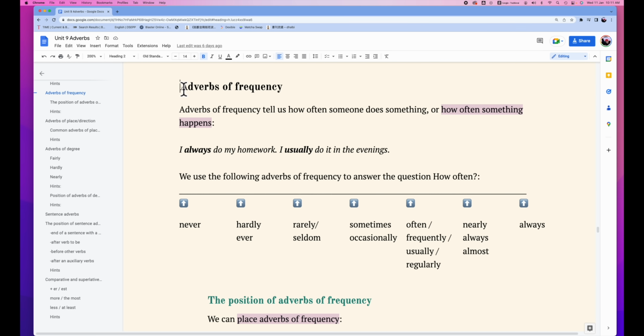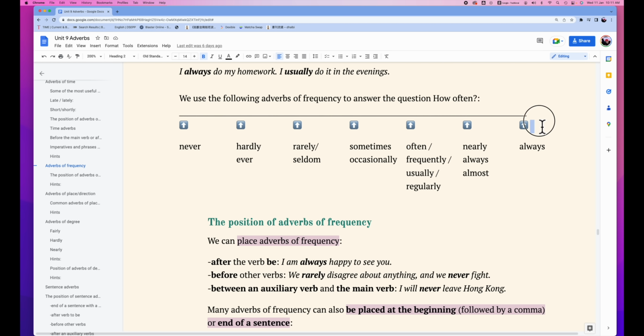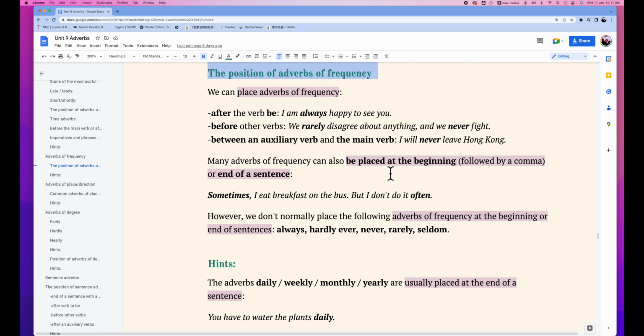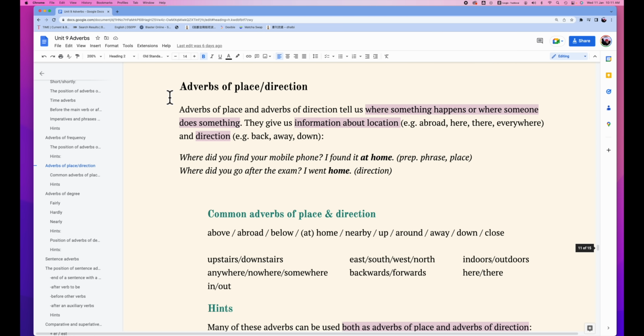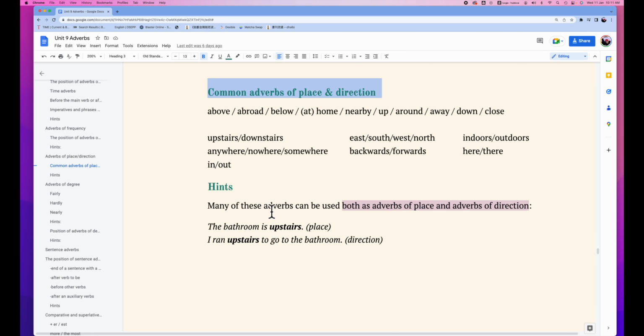The areas we're gonna cover today include adverbs of frequency, some common adverbs of frequency, the positions of adverbs of frequency, and some other hints about that. And besides, we have adverbs of place and direction, common adverbs of place and direction, and some other hints that will be covered.